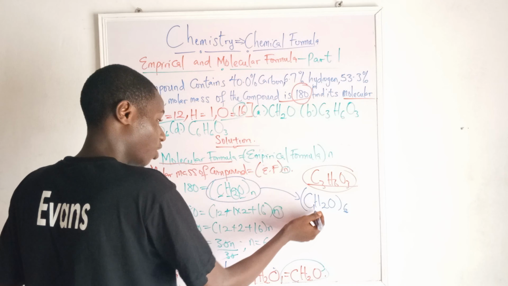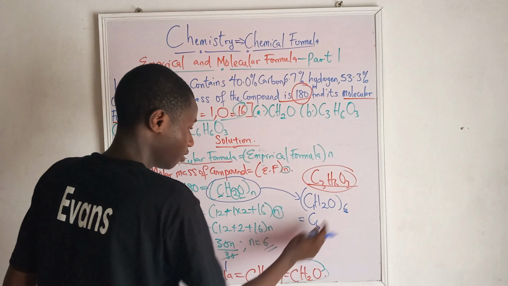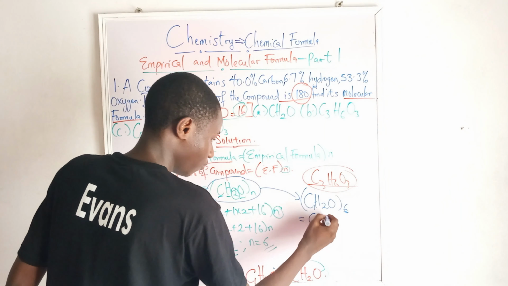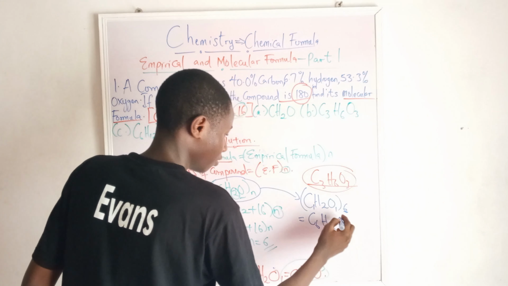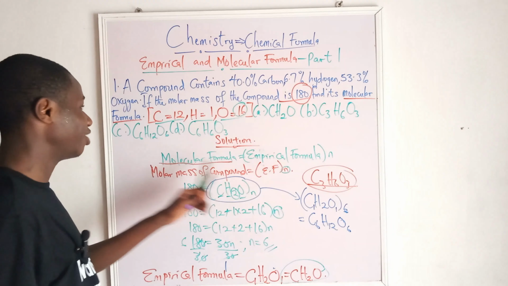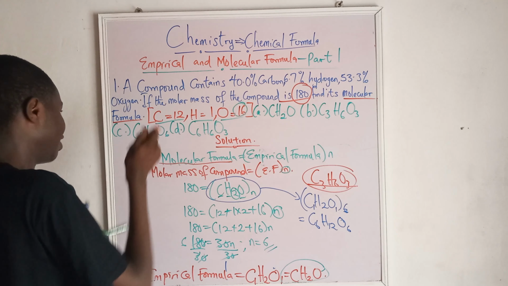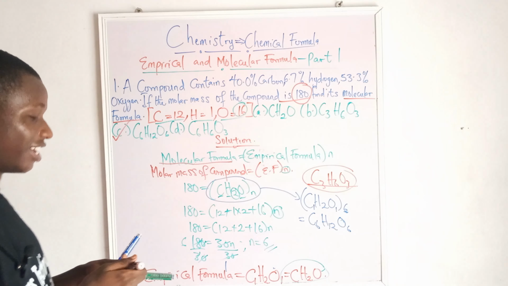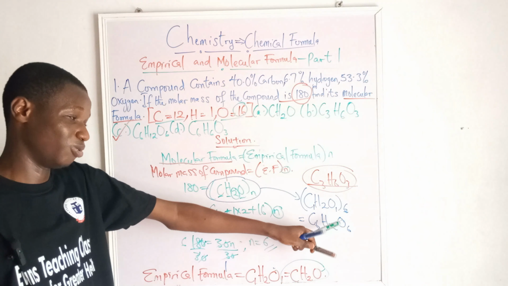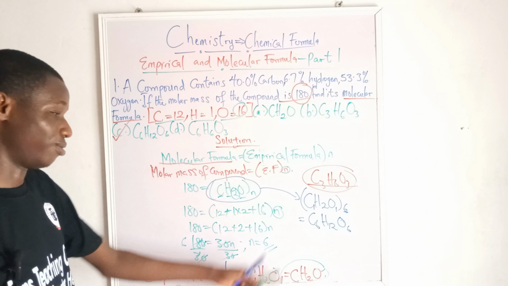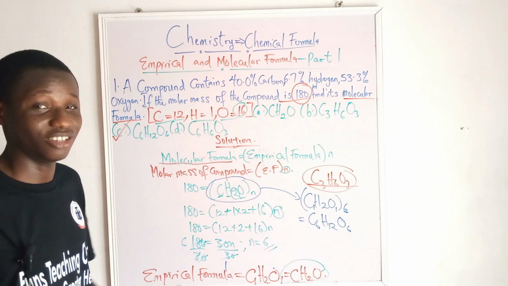The subscript here is 1, but it's not written. So 6 times 1 is 6. 6 times 2 is 12. 6 times 1 here is 6. Do you understand? So automatically you see your answer. The answer is C6H12O6, and that's glucose. Although you don't really need to know the name of the compound, sometimes you will know that it is glucose. So our final answer is what?